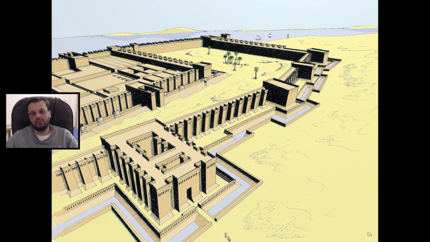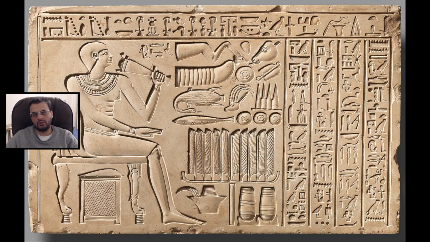He also built a series of fortresses along the Nile, such as Buhen, Semna, and Uronarti, and that was to control Egypt's borders and the trade routes. Also, literature and art flourished during the Middle Kingdom.